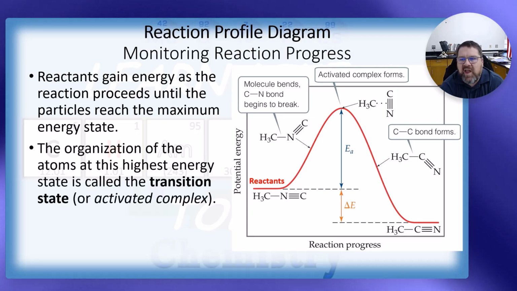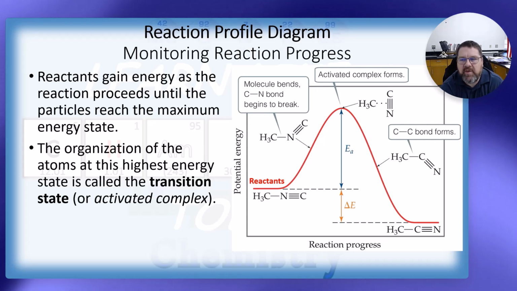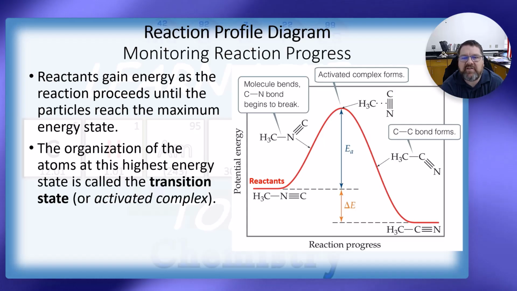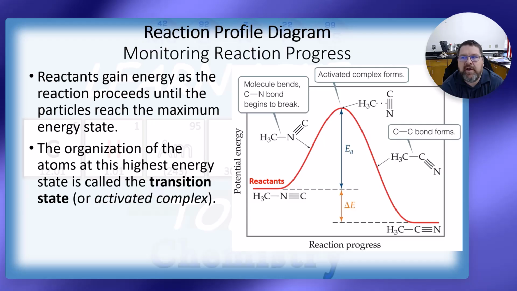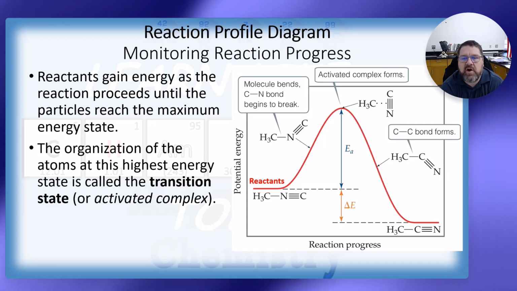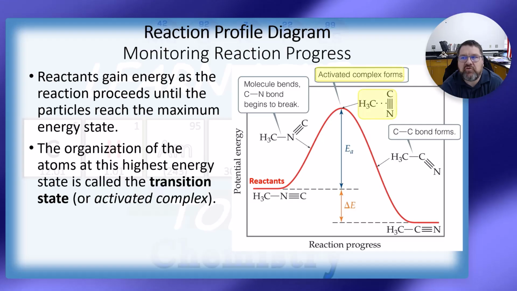Then, as energy is added through the collision, the potential energy increases. We climb that hill until we get to the very tip top, and the very highest energy state that this system is going to be at is what we call the activated complex. That's also sometimes referred to as the transition state.